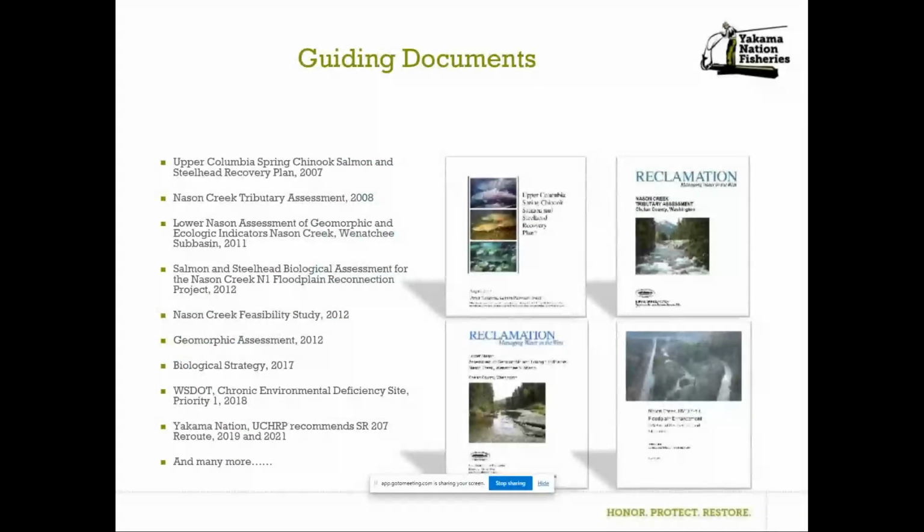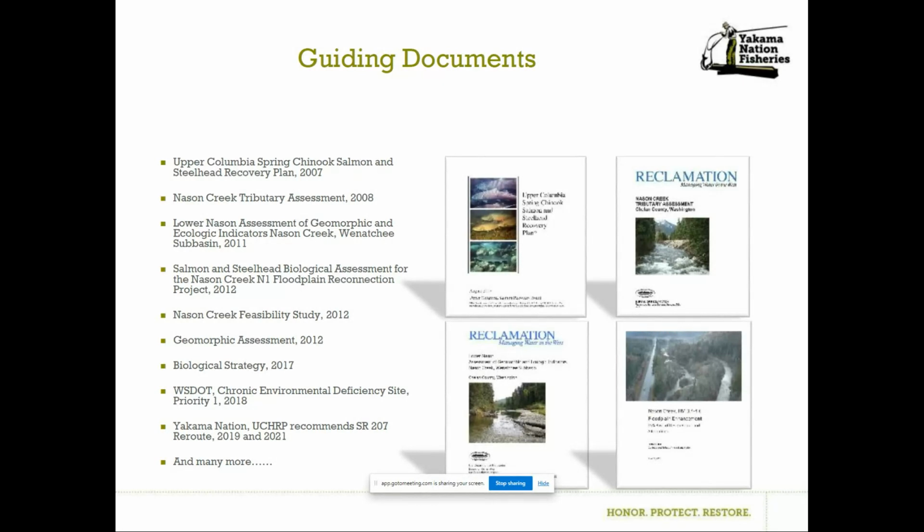Nason Creek has a lot of guiding documents or assessment work that has been done in the past. Between the State Bureau of Rec, Chelan County, and now the Yakima Nation, there's a lot of information for us to digest. When we started on our project survey and concept development in the fall of 2018, this was our starting point. The common theme identified throughout all documents was the straightening of State Route 207 in the 1940s within the floodplain.